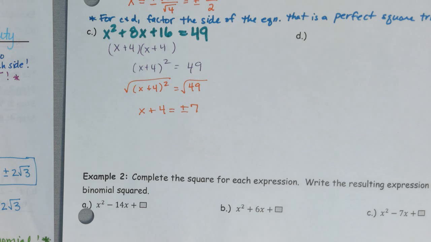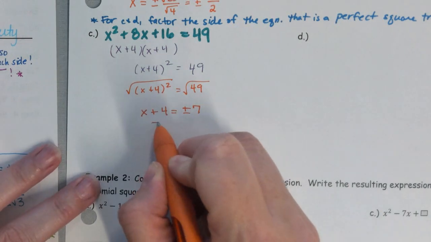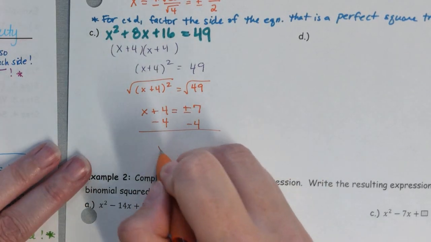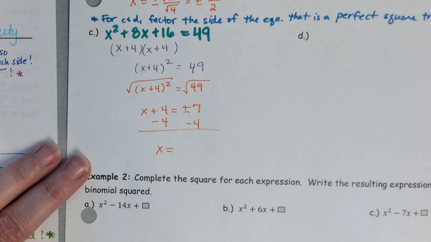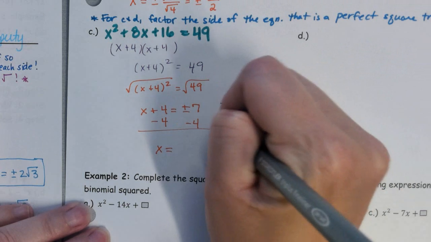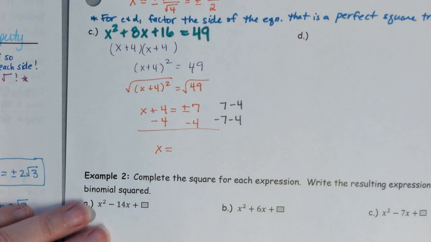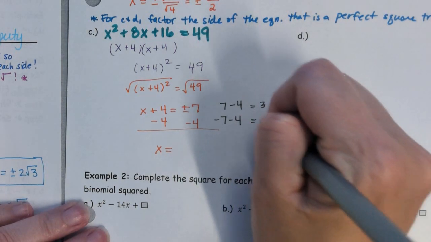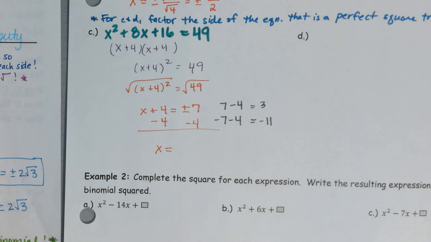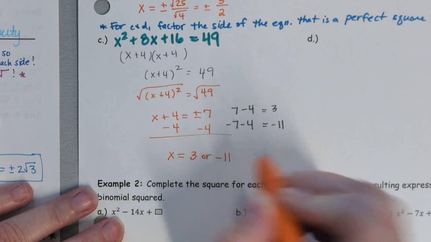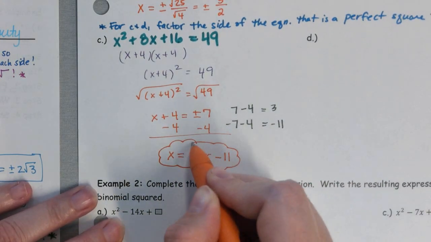Make sure that you do have the plus or minus. Another thing you can do to check yourself is, hey, you should have 2 answers, right? So the plus or minus is what generates your 2 answers. Now, to get x by itself, I'm going to subtract 4 from both sides. These are like terms, so I can combine them. I'm doing 7 minus 4, but I'm also doing negative 7 minus 4. So 7 minus 4 is 3, negative 7 minus 4 is negative 11. So my final answer is x equals 3 or negative 11. And that is my final answer.